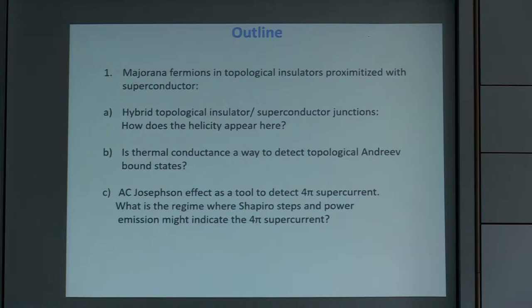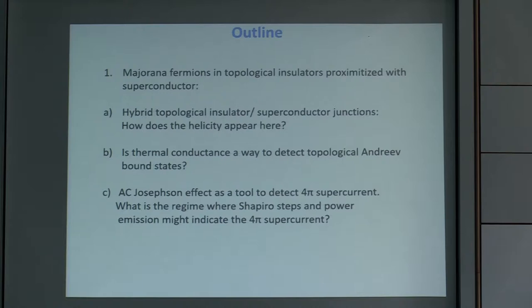I will be interested in topological Andreev band states, which form in Josephson junctions based on topological insulators. I will ask how the property of these topological insulators, this helicity, this spin-momentum locking, shows up in this kind of hybrid topological insulator superconductor junction. You will see that you can see signatures in the DC current, but then the question always comes up: what is the role of quasi-particle poisoning and so on.